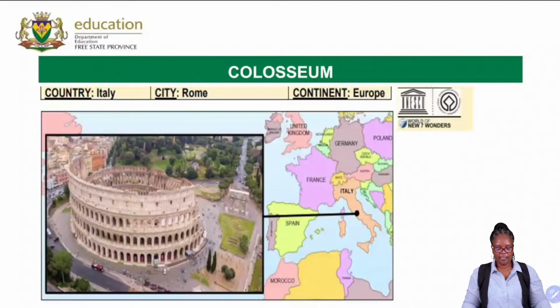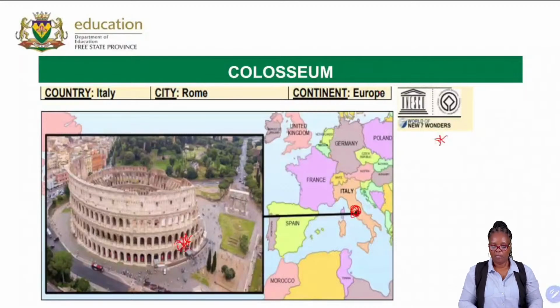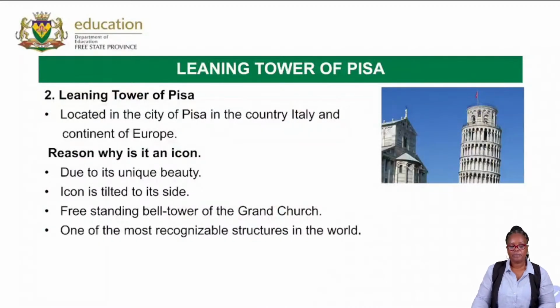Now, look at the Colosseum picture. I hope it is clear enough. This is the map of Italy. The Colosseum is found here. We have already said that it is in Rome, and we know that it's one of the 7 wonders of the world. Let's look at the second icon, the Leaning Tower of Pisa. The leaning, from the word leaning.